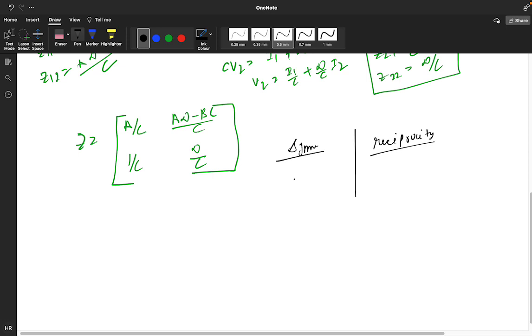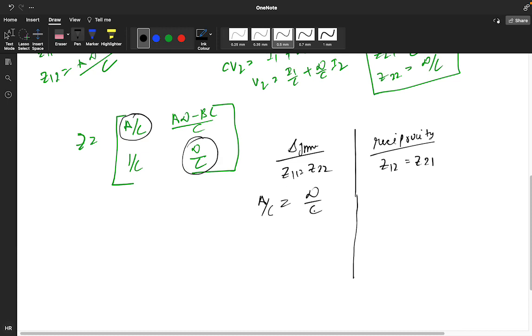We already discussed the property of symmetry and reciprocity. For symmetricity, what was the condition? Z11 is equal to Z22. And for reciprocity, what was the condition? Z12 is equal to Z21. Now, what is the value of Z11? A by C. And what is the value of Z22? D by C.